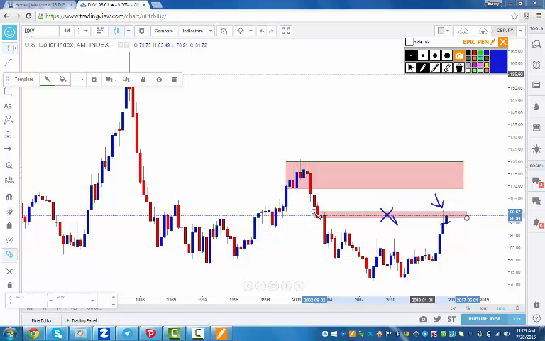But right now it looks like price is going to move through this level. There's no more unfilled sell order here, right? Why? Because previously the price already broke through. So I would think that there's a good chance that we're going to see the price continue to rally up, right? That means that we're going to look for sell opportunities for all the major currencies that trade against the dollar, right?